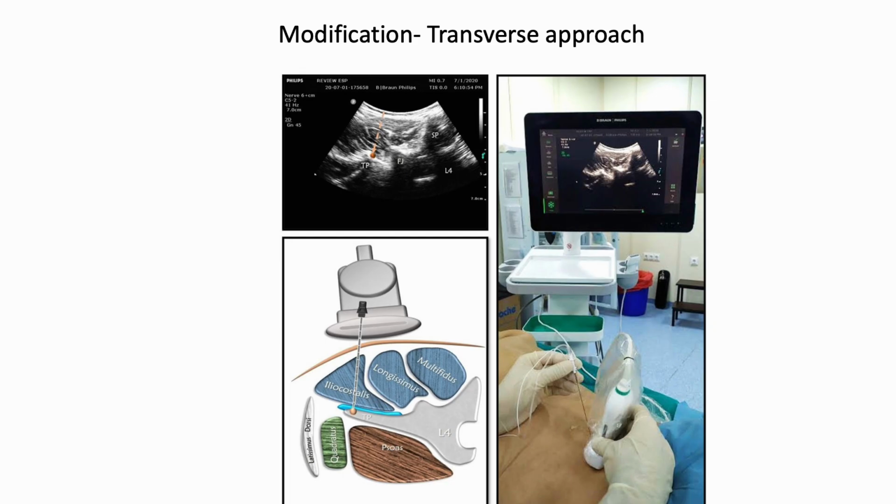Subsequent to the original description of the lumbar ESP block, there have been multiple modifications. One of the modifications is the transverse approach, where the vertebra and the transverse process are identified in the transverse plane and the needling performed either in plane or out of plane to make contact with the transverse process.